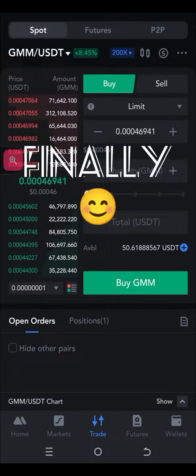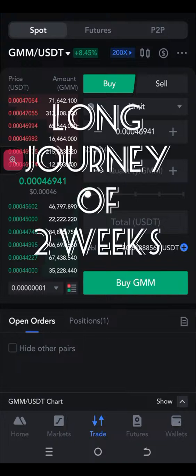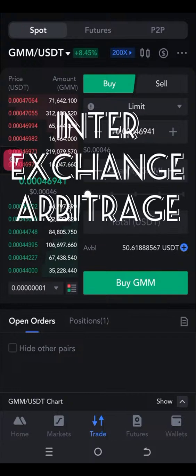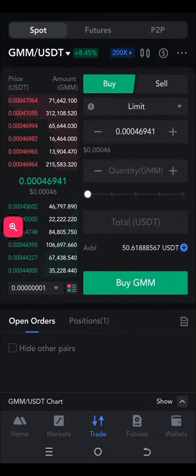Finally, it has finally executed. Wow. Oh, this was a long journey, 2 weeks to be precise. This is Inter Exchange Arbitrage, and it's quite unfortunate that this didn't actually execute immediately, because immediately I came from its source and I landed here, it just started going down. Really terrible. Really, really terrible. Well, thank God it has finally executed.